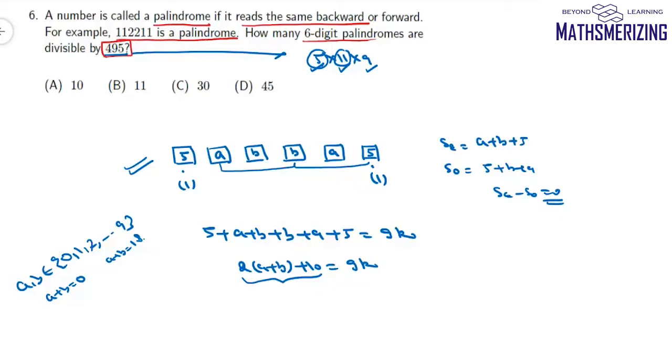So this number can be 18, and it'll be 18 when we have 2 into 4 plus 10. So one of the possibilities is that the value of a plus b should be 4. What are the possibilities? The possibilities are (0,4), (1,3), (2,2), (3,1) and (4,0). So that means we have 5 possibilities here.